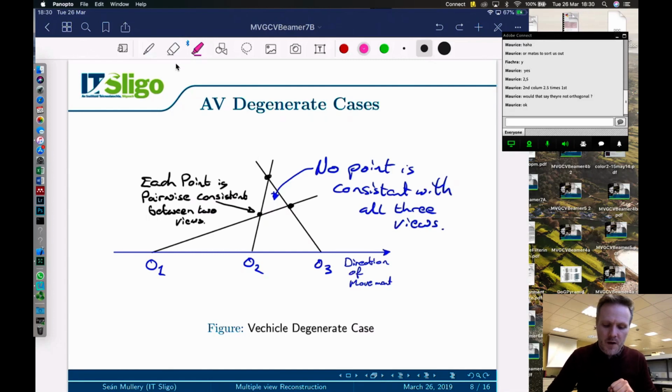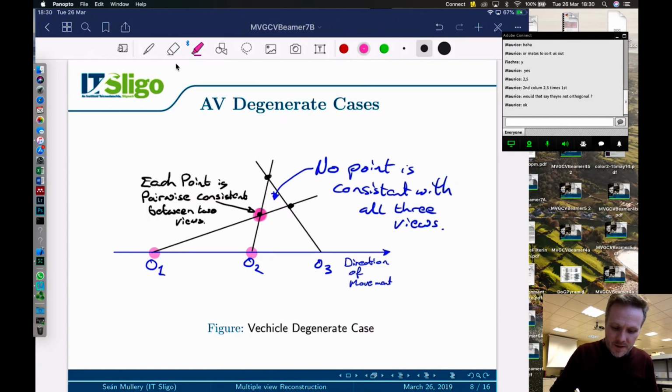we have a bit of a problem. What we can see here is that I can pick a point here. And if that point appears in my first camera view and in my second camera view, and I just do an epipolar constraint on it, I will find a common pre-image between the two, which will be this point here.